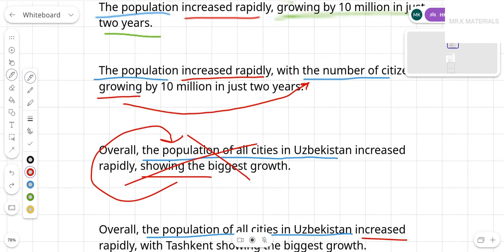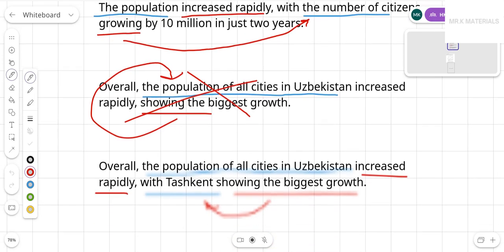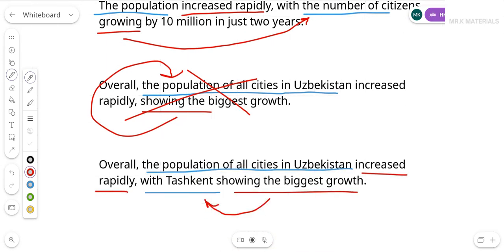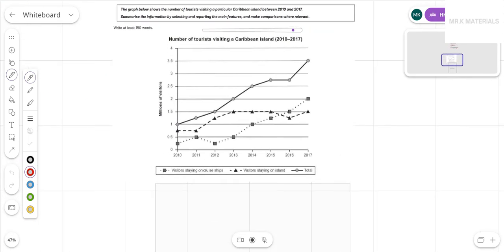About the structure, I guess we didn't break down the structure, right? The structure is almost the same as the participle clause, grammatically. The only difference is that, as I've already said, you put with, after this you put a new subject, and then the same stuff. Verb plus ing plus your object. And that's it. All right, let's take a look at a real example here.